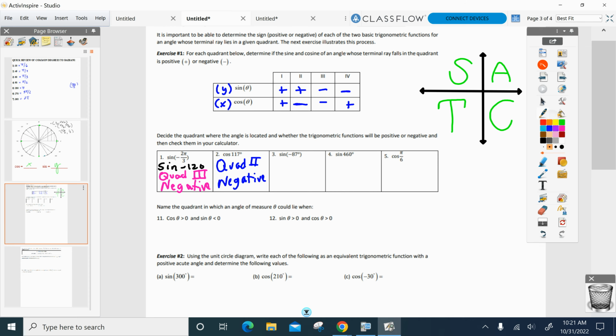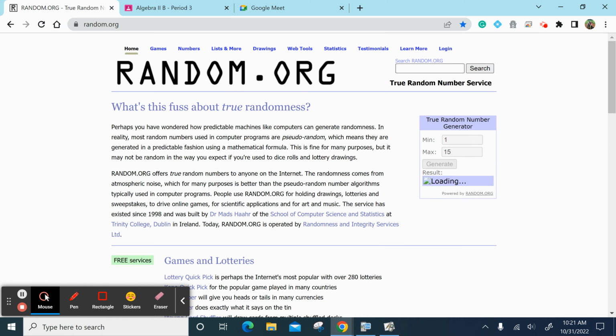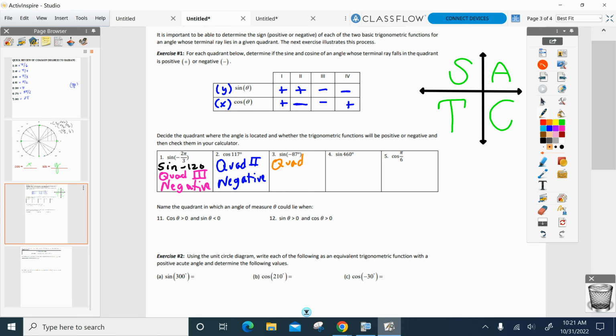All right. Any issues yet? Sine of negative 87. Do what you got to do with it to tell me the quad. If you can do it without adding 360, fine. If you have to, add it. Negative 87. Where are we looking at? No, I just want the quad. First quad. Positive 87 is in the first. Negative 87 is not. Oh, wait.